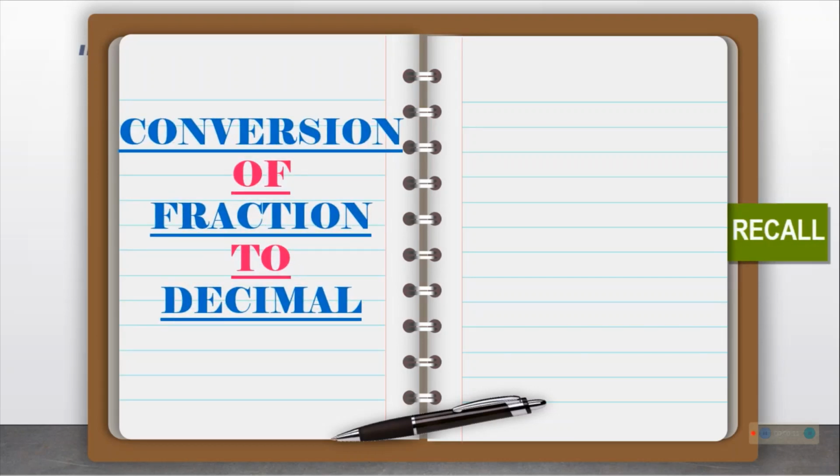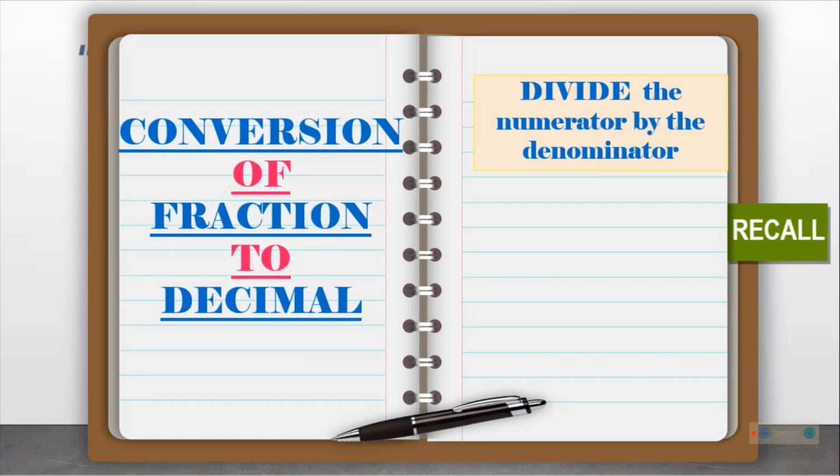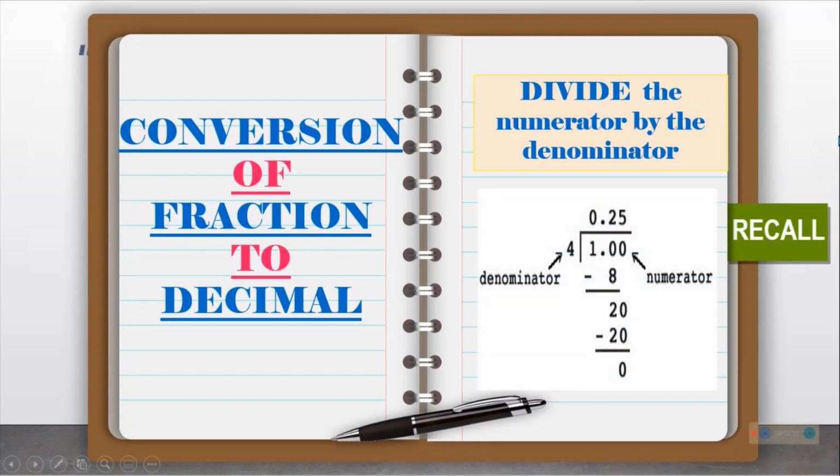Okay, let us recall. So how do we convert fraction to decimal? We will divide the numerator by the denominator. For example, 1/4. So 1 is the numerator and 4 is the denominator. So 1 divided by 4. So 1 divided by 4 cannot be. So we will add 0 here, and then we will add the decimal point, and then yung another add 0.